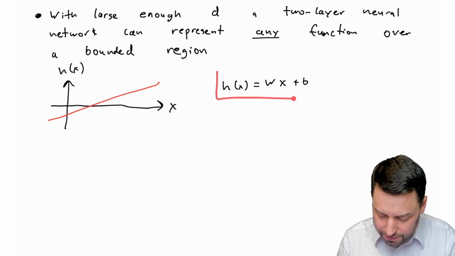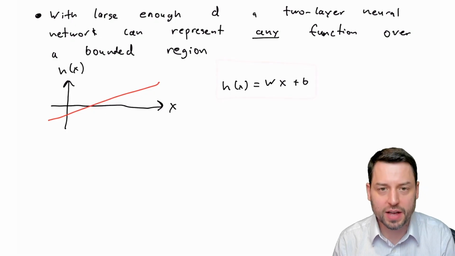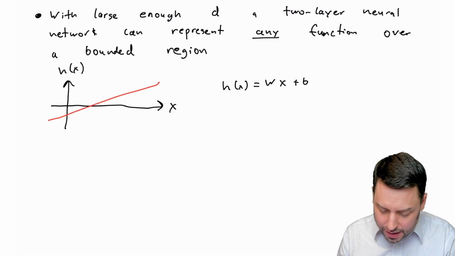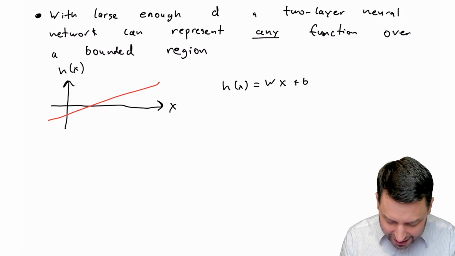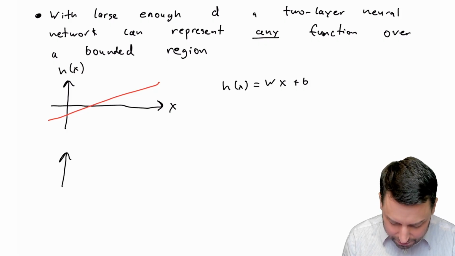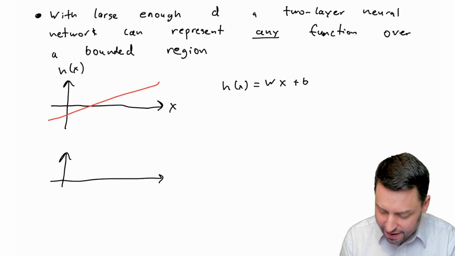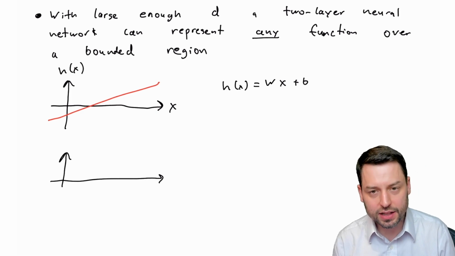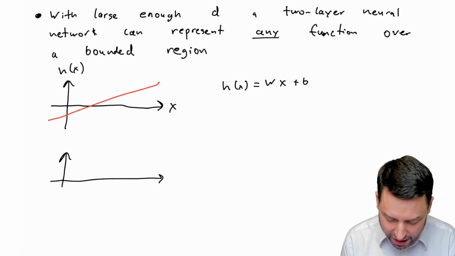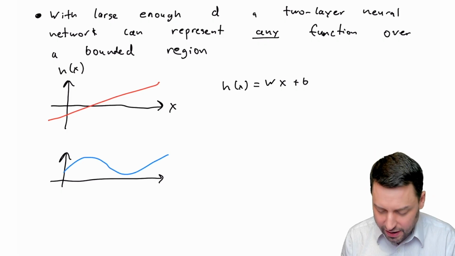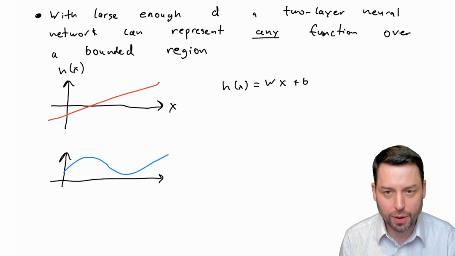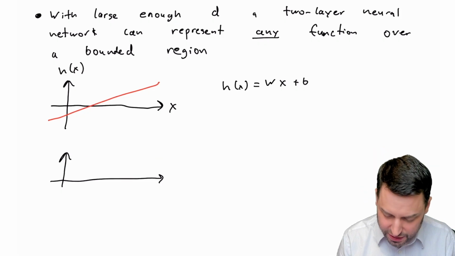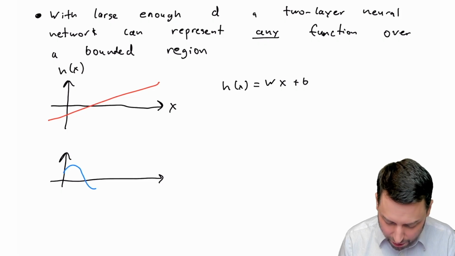This linear function can only represent those sorts of functions. But it turns out that if I have any function, or rather if I have a two-layer network, I can represent any function, at least over a certain bounded region. So if I have any function like this, I can get arbitrarily close to representing this function with a two-layer neural network.